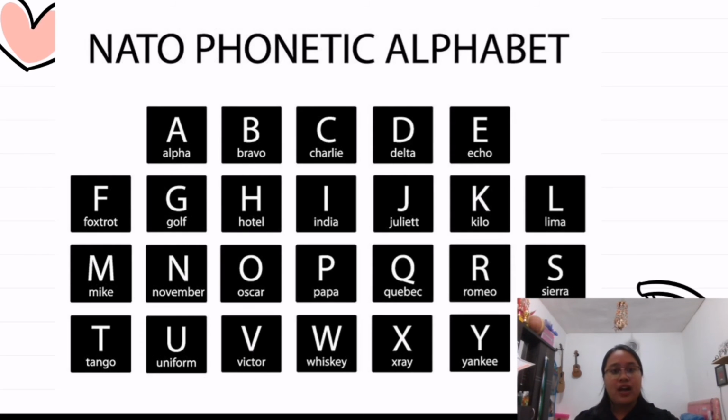A as in Alpha, B as in Bravo, C as in Charlie, D Delta, E Echo, F Foxtrot, G Golf, H Hotel, I India, J Juliet, K Kilo, L Lima, M Mike, N November, O Oscar, P Papa, Q Quebec, R Romeo, S Sierra, T Tango, U Uniform, V Victor, W Whiskey, X X-ray, Y Yankee, and Z Zulu.